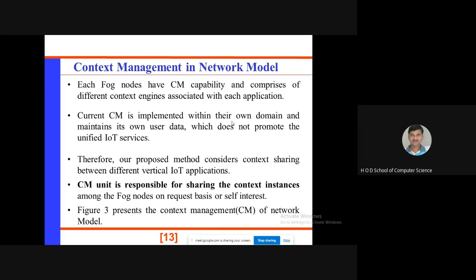The current CM is implemented with its own domain and maintains its own user data. Means, as I said, each and every fog node contains a set of IoT applications which it can process and handle. Therefore, our proposed model considers context sharing between the different vertical applications. For example, if a weather request comes to a particular fog node and the fog node does not have the application, then it will simply migrate that request to some other fog node. This CM unit is responsible for sharing the context instance among the fog nodes on a request basis or self-interest.